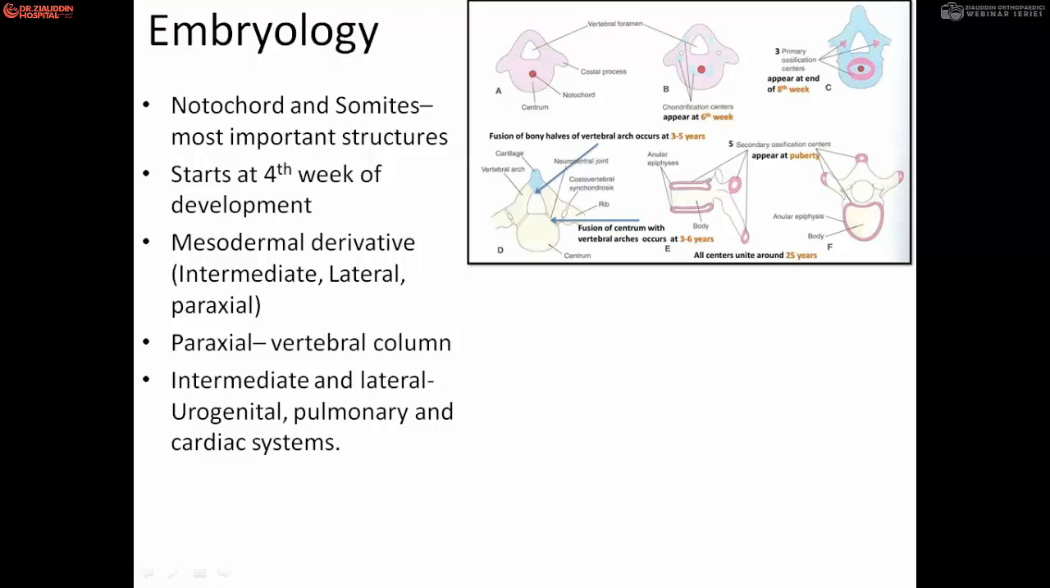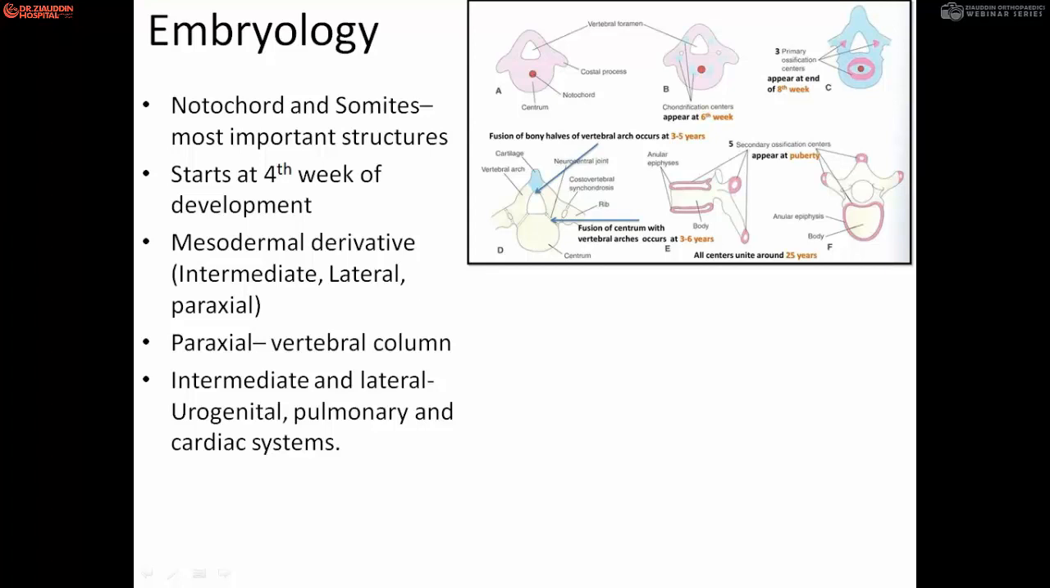If you look at other mesoderms, they are intermediate and lateral variety, and they are responsible for urogenital, pulmonary, and cardiac systems. So if there is defect in the paraxial mesoderm, there are chances that there will be defect in the other urogenital, pulmonary, and cardiac systems. So that is the basis of investigating all these systems while investigating any of the congenital deformities like scoliosis and kyphosis.